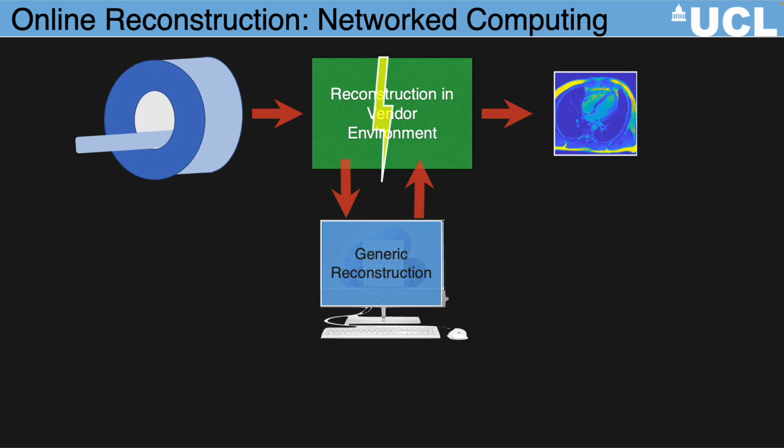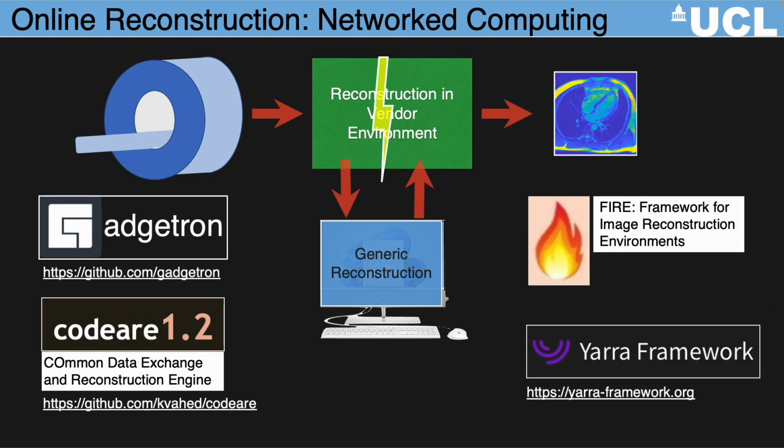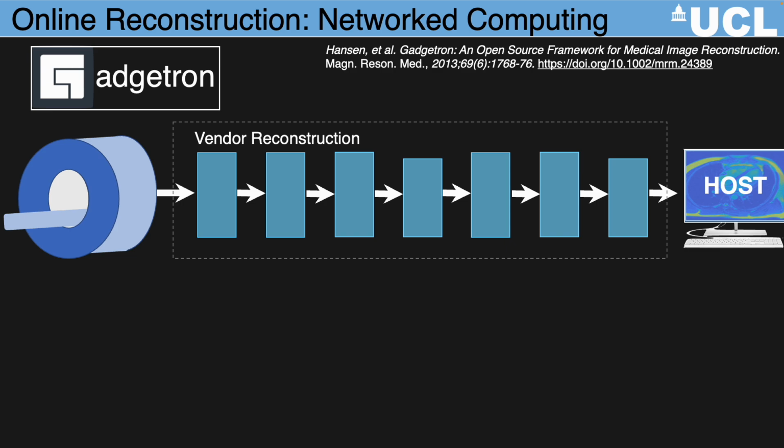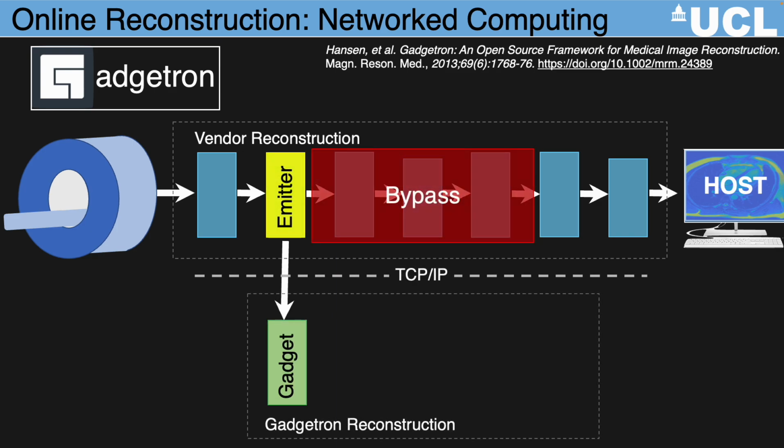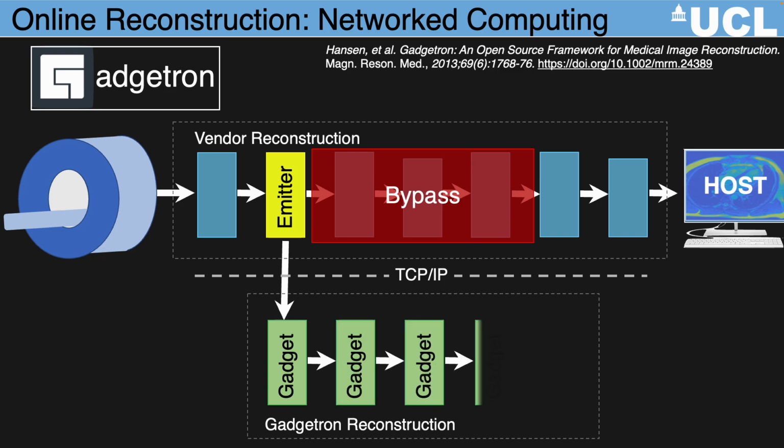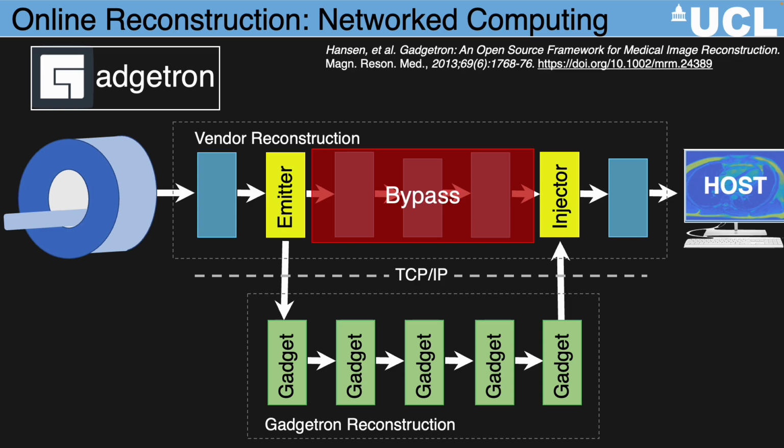There are a number of ways in which it's possible to perform reconstructions on external computers which communicate directly with the scanner environment, some of which are shown here. The most commonly used open source vendor neutral framework is the Gadgetron. The Gadgetron framework can be integrated into the standard scanner reconstruction pipeline similarly to before. An emitter module and an injector module are inserted into the vendor reconstruction pipeline. The Gadgetron emitter is responsible for opening a TCP/IP connection to the external computer and sending the parameters and the raw data, whereas the Gadgetron injector returns the reconstructed images to the scanner pipeline to achieve seamless integration within the clinical scanner.